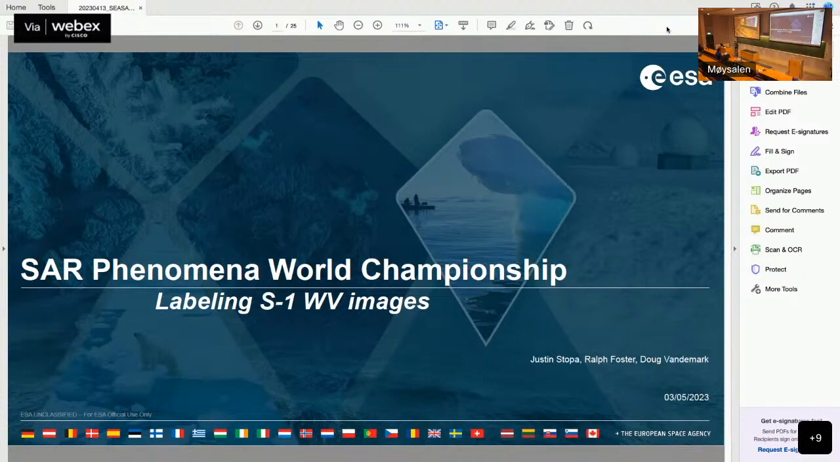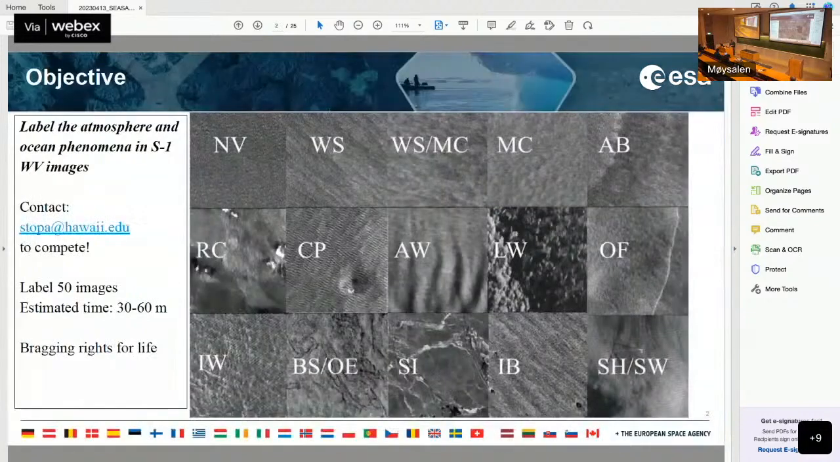So maybe I'll just go one slide, be very brief here. This is little thumbnails of these wave mode images, and these are initials for all the different phenomena that we see. That's not novel by any means, and a lot of folks in this room have made better descriptions than this guide I put together here. But the idea here is to label these images.